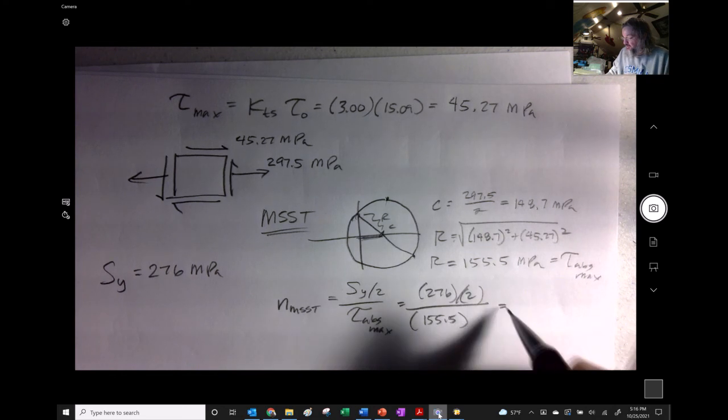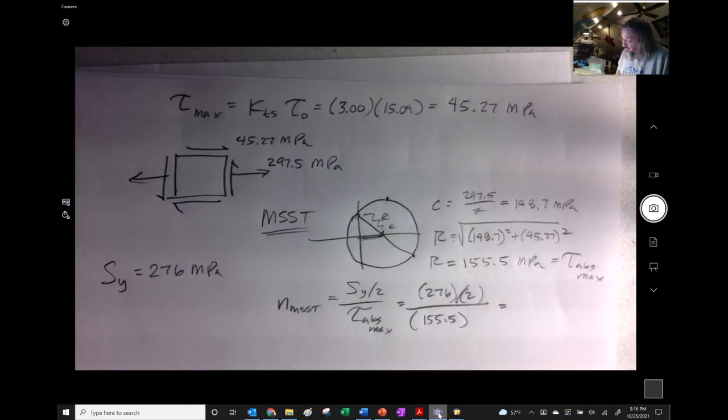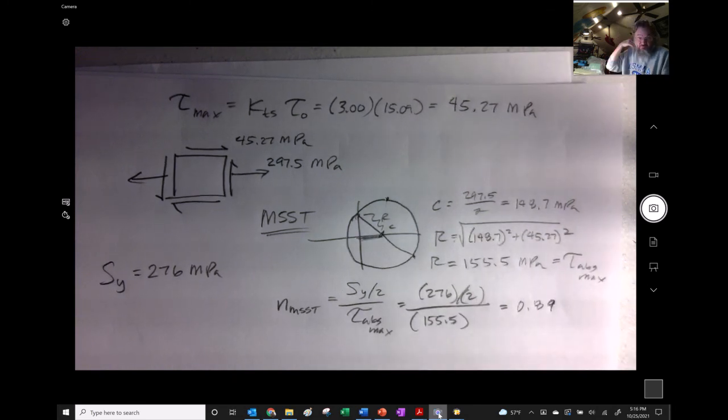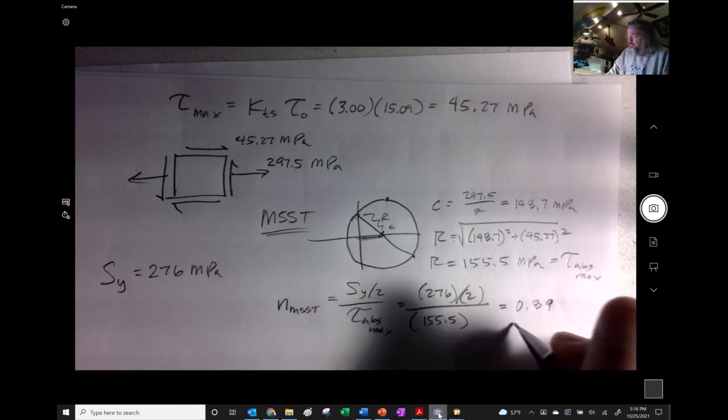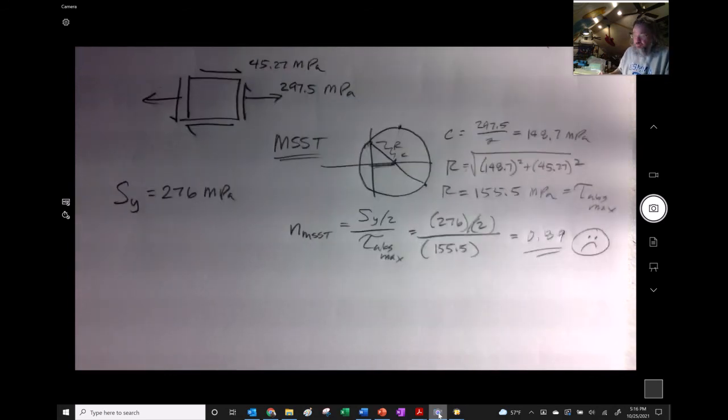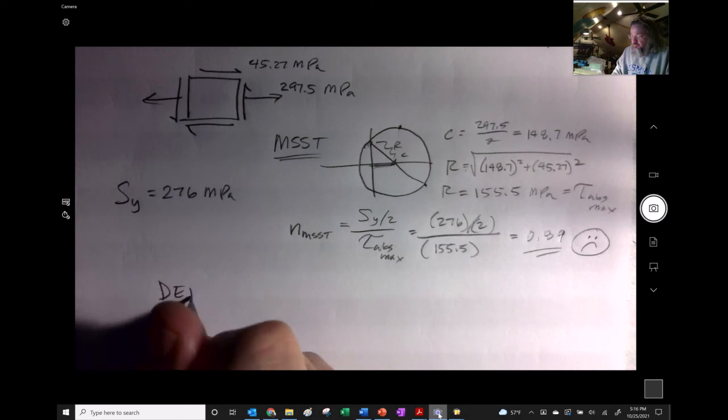155.5, and I think we're going to get a bad result. 276, 2 divided, I think we're going to get 0.89. I'm not going to get more sig figs than that. We're predicting failure. Let's see what happens with distortion energy theory.